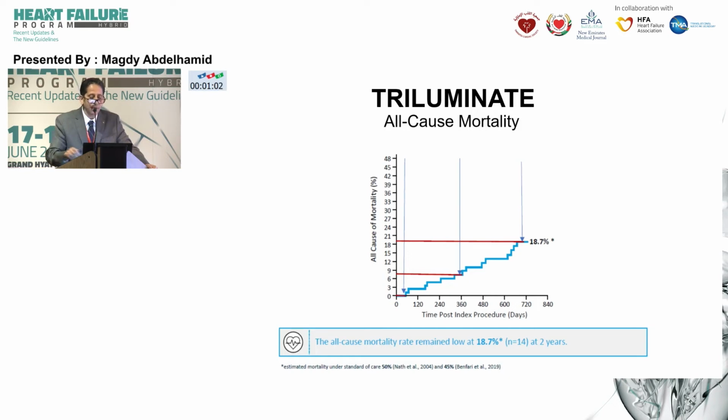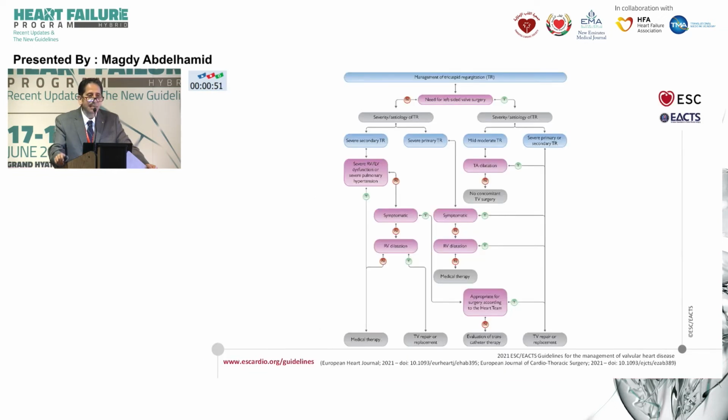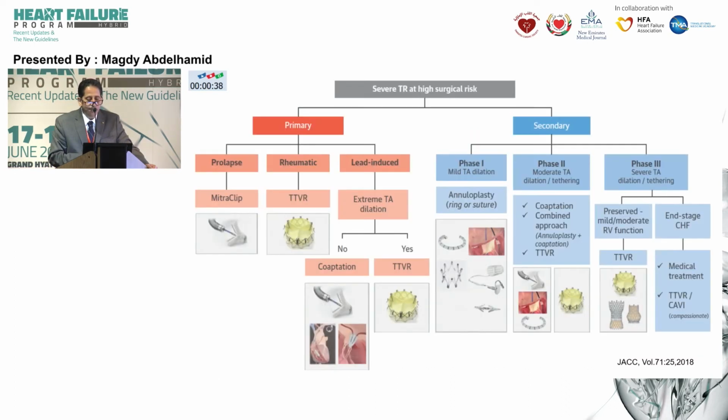So this device also decreased mortality, and the safety was proved with the low incidence of complications like stroke, different arrhythmias, etc. And this slide summarizes the therapeutic algorithm for management of secondary TR in symptomatic patients and different approaches, tricuspid valve repair, tricuspid valve implantation when indicated.